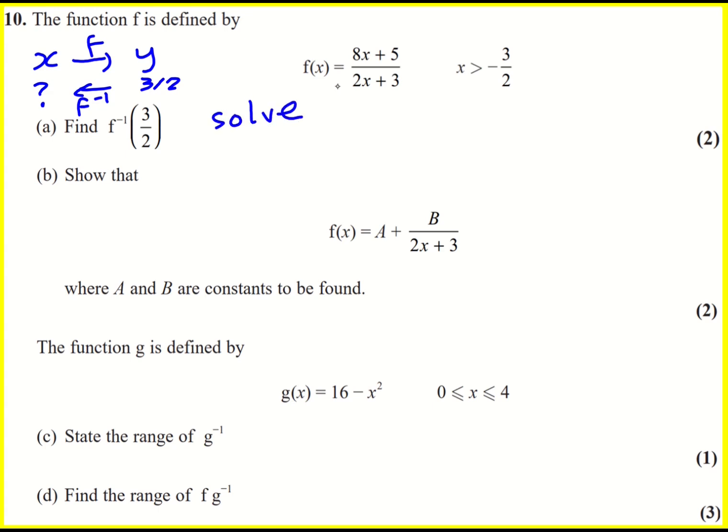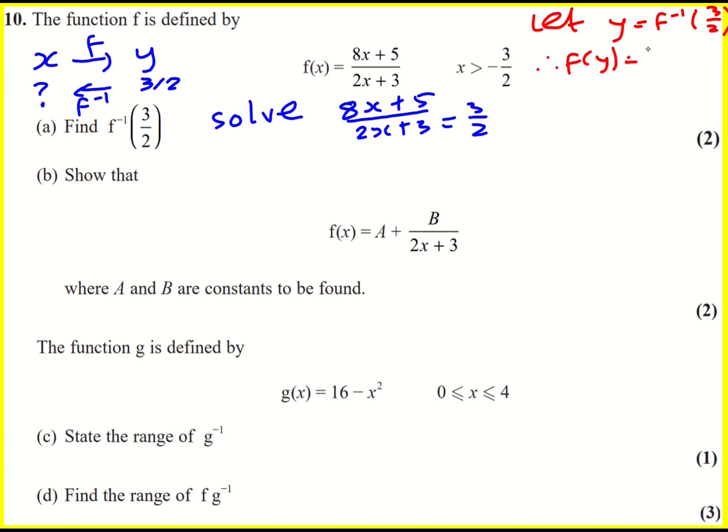So solve (8x plus 5) over (2x plus 3) equals 3/2. I'm going to explain this in a second way before I do this. Another way to do it is to say, I'm going to let y equal the inverse function of 3/2. And then I can apply the function to both sides. So therefore, f of y is going to be f of the inverse of 3/2. But if you do the function and its inverse, they actually just cancel out. And then you can see again, I'm interested in where my function is equal to 3/2. So I've set it equal to 3/2, and I'm going to solve it.